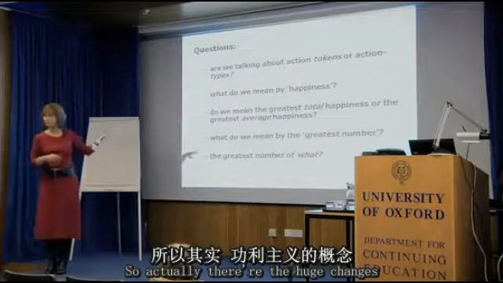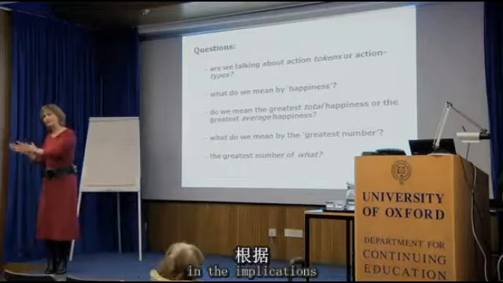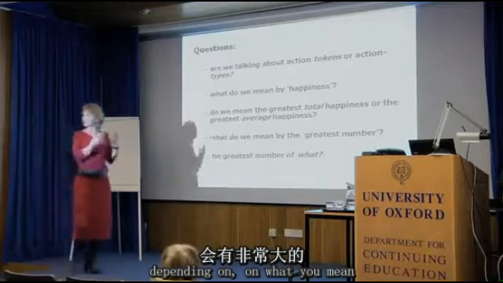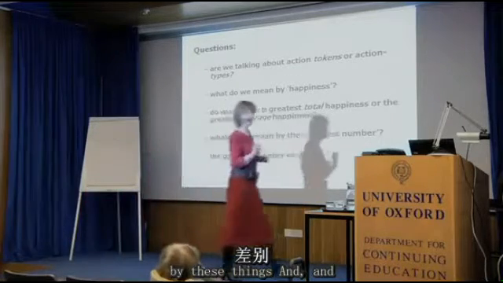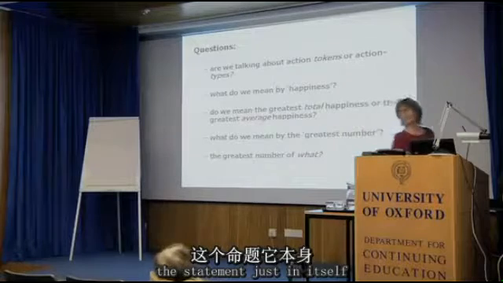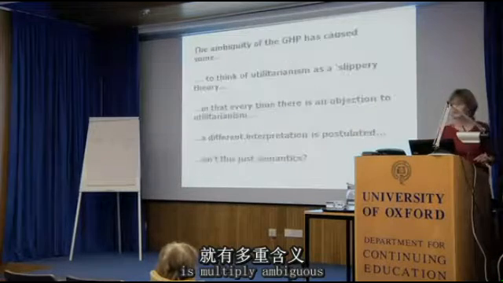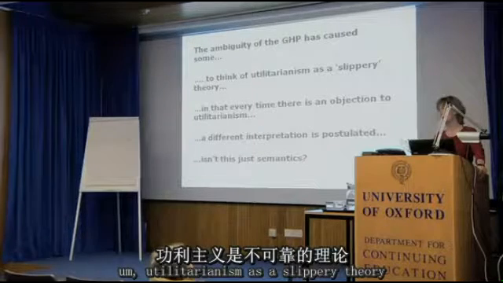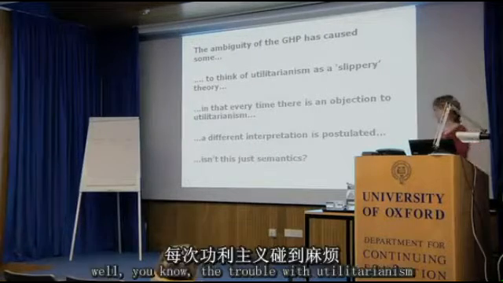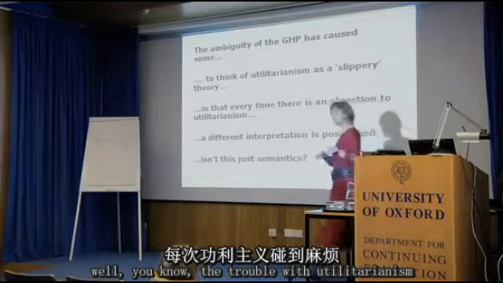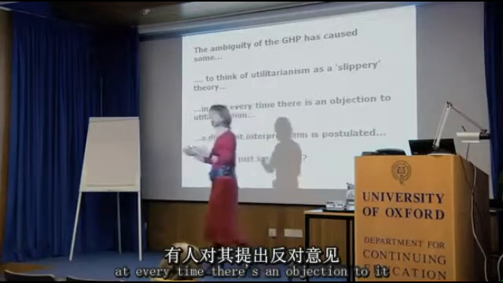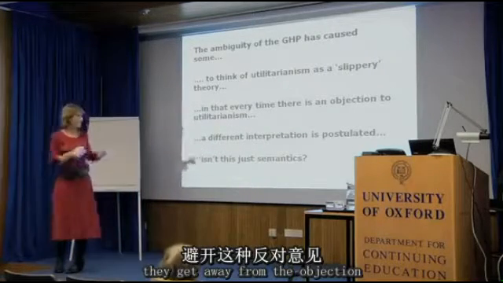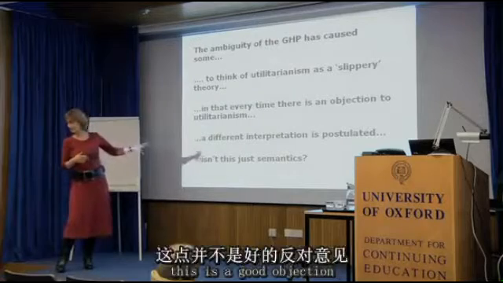So actually there are huge changes in the implications of utilitarianism depending on what you mean by these things, and the statement in itself is multiply ambiguous. And some people have thought of utilitarianism as a slippery theory because of this. They think, well, the trouble with utilitarianism is that every time there's an objection to it, people redefine it, and it gets away from the objection. But I don't think that this is a good objection.